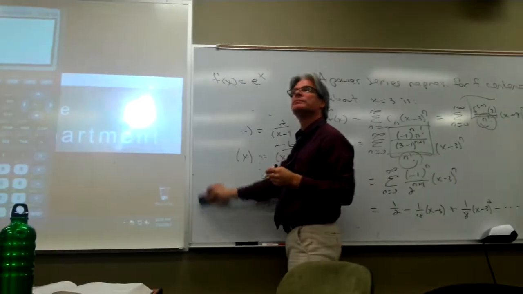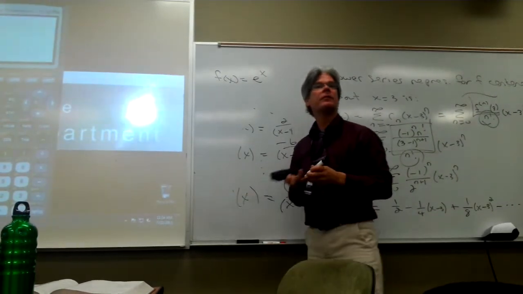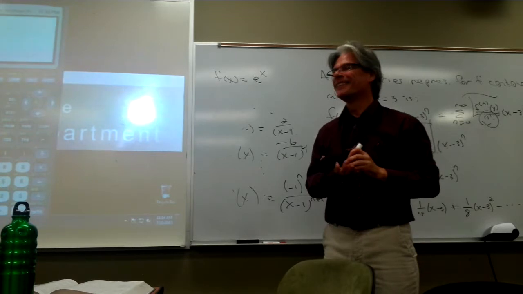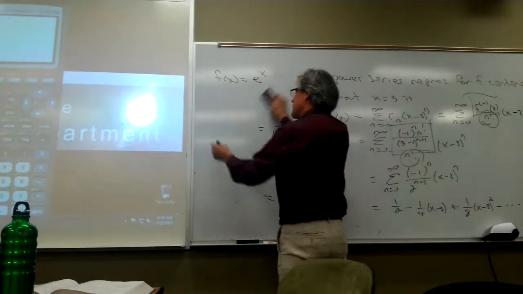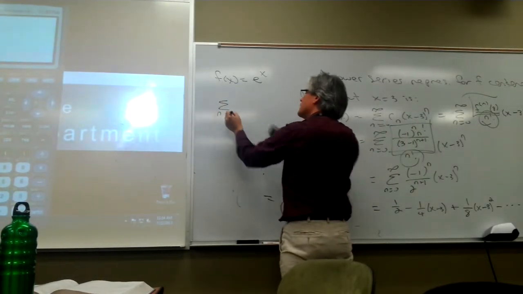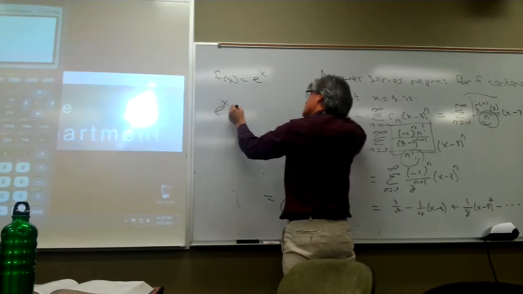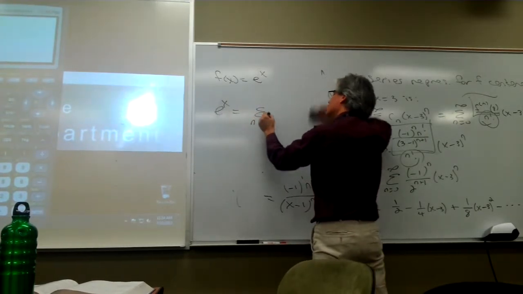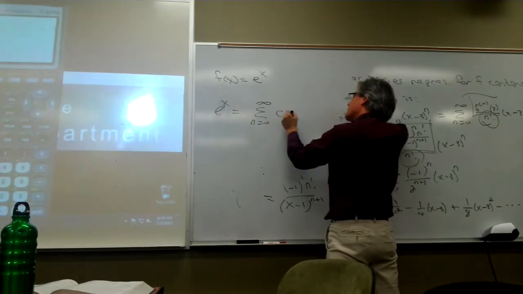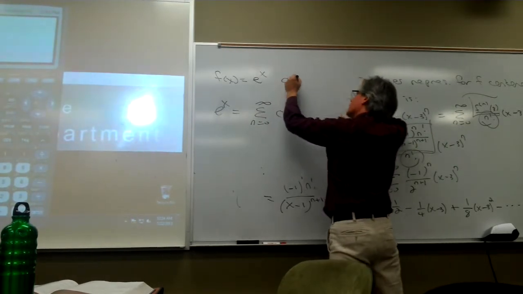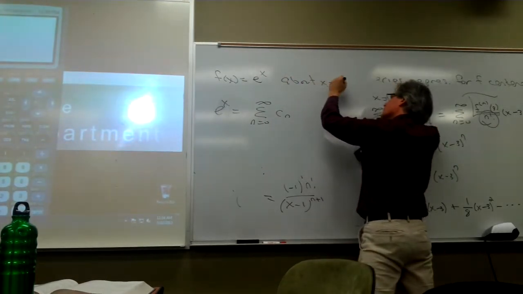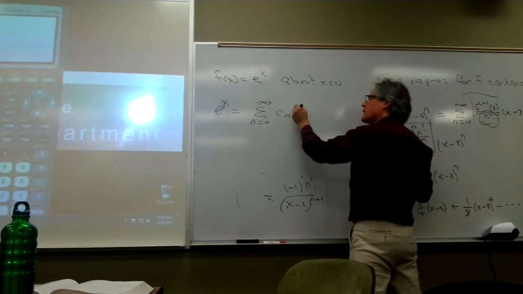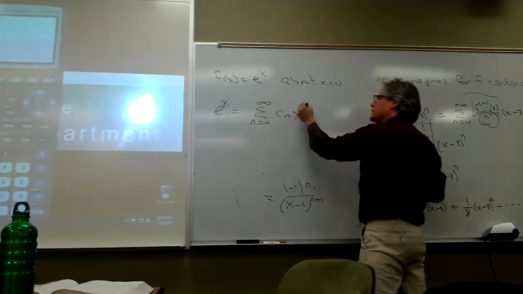What's the derivative? e to the x. What's the second derivative? e to the x. What's the nth derivative? e to the x. So I think to find a power series representation is going to be really easy. I think e to the x is simply going to be the sum, as n ranges from 0 on up, of c sub n times, can I do it about x equals 0? Times x minus a, which is just x, to the nth power.